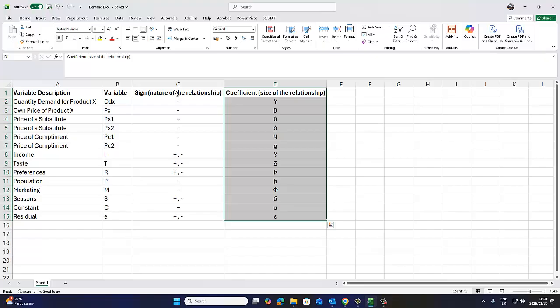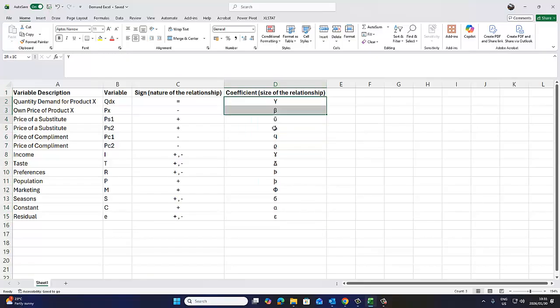So when we calculate, it's -5. When we interpret, it's minus, which is the nature of the relationship, and 5, which is the size of the relationship. So that's important. Now, these are what we call coefficients or unknown parameters. Those are things that we have to estimate. So this is what we're going to calculate.